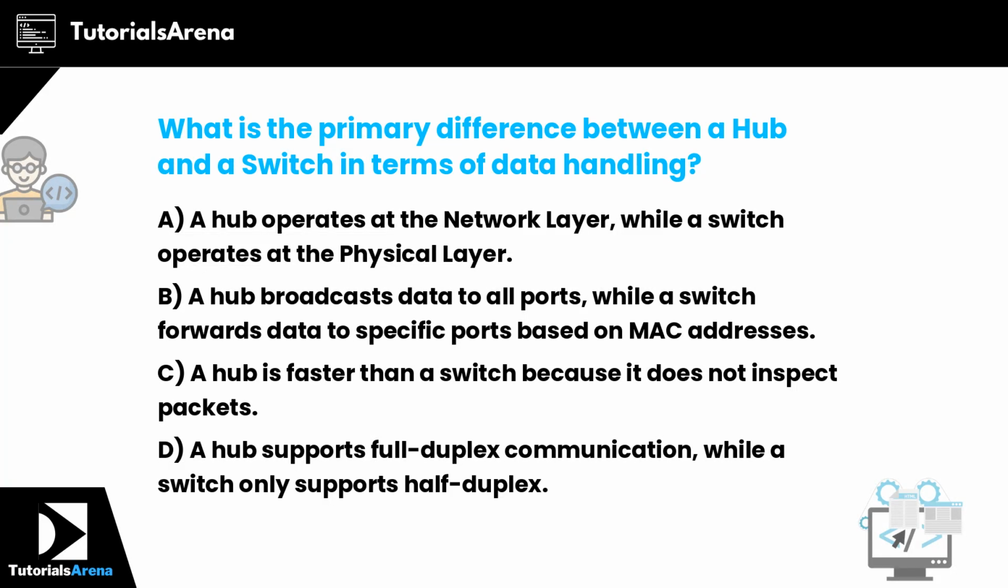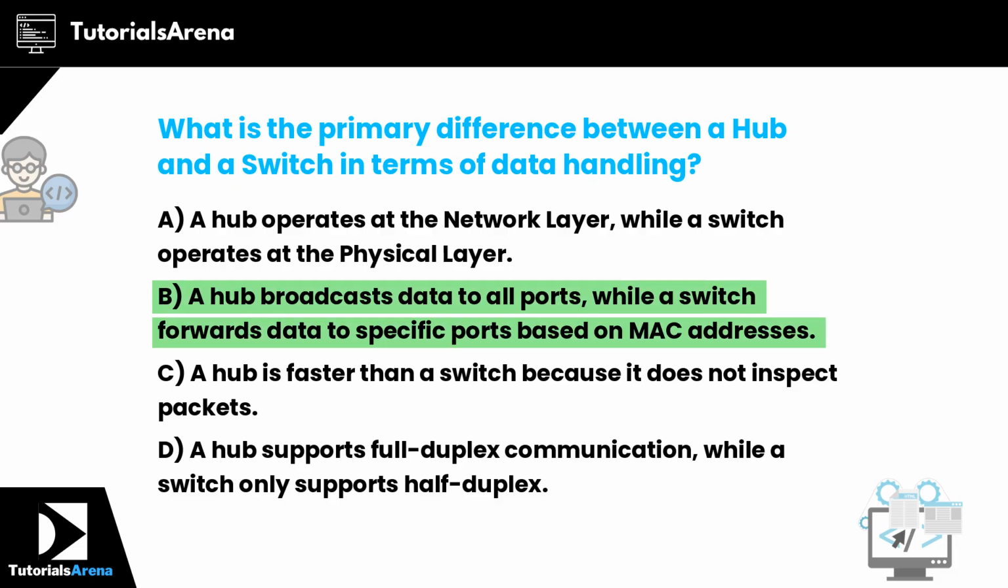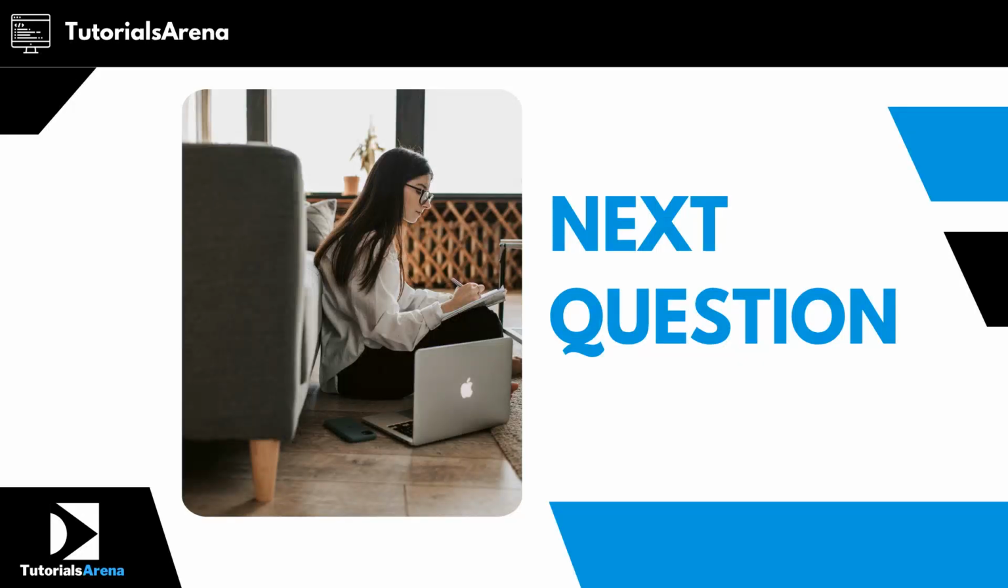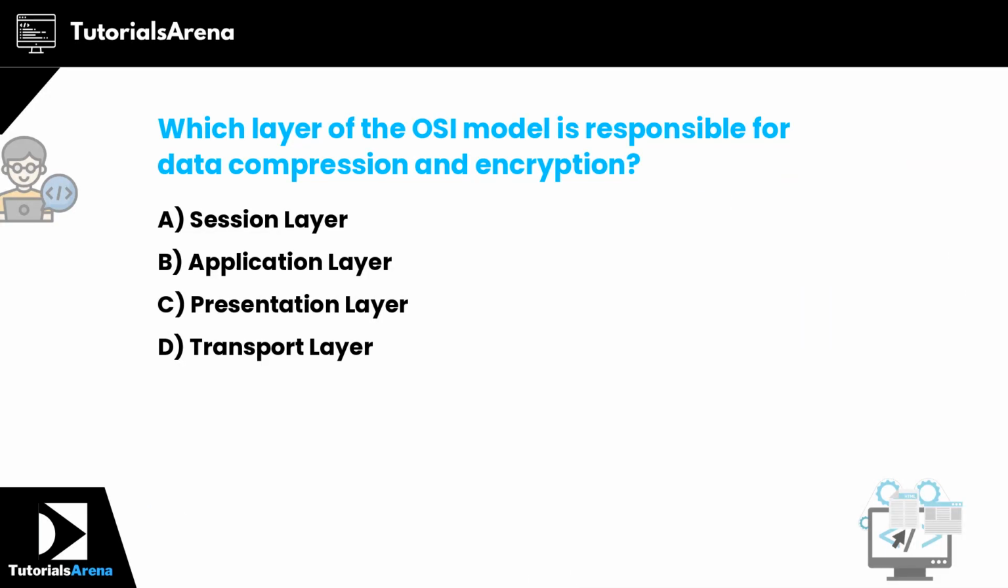What is the primary difference between a hub and a switch in terms of data handling? The correct answer is option B. A hub broadcasts data to all ports, while a switch forwards data to specific ports based on MAC addresses. Which layer of the OSI model is responsible for data compression and encryption? The correct answer is option C, presentation layer.